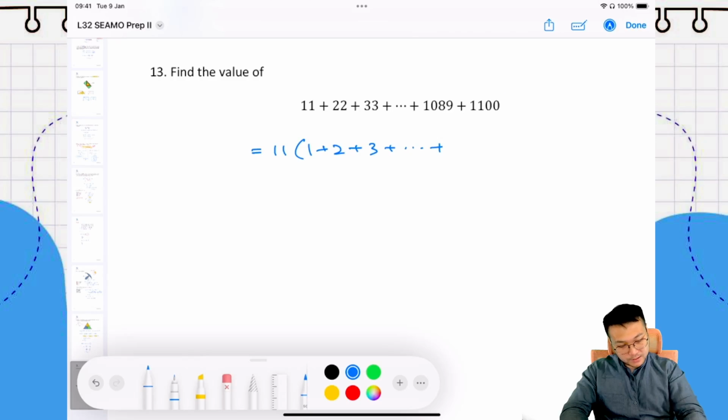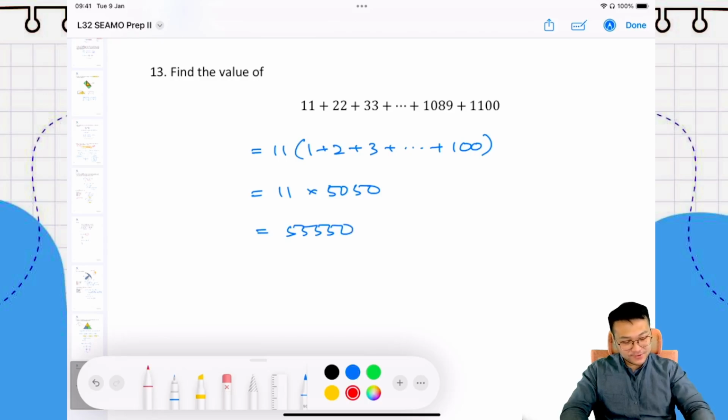All the way until the last one. What is the last number? 100. What is 1 plus 2 plus 3 until 100? 5050. Yes, everyone should know it is 5050. So our answer is this. There you go. How was it? Is it easy, Max? Yeah.